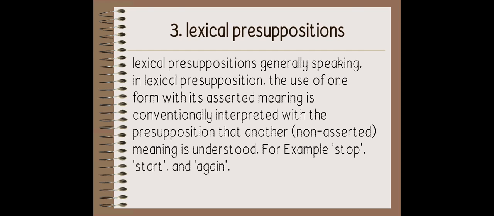And the third is lexical presupposition. Generally speaking, in lexical presupposition, the use of one form with its asserted meaning is conventionally interpreted with the presupposition that another, non-asserted meaning is understood. For example, stop, start, and again.